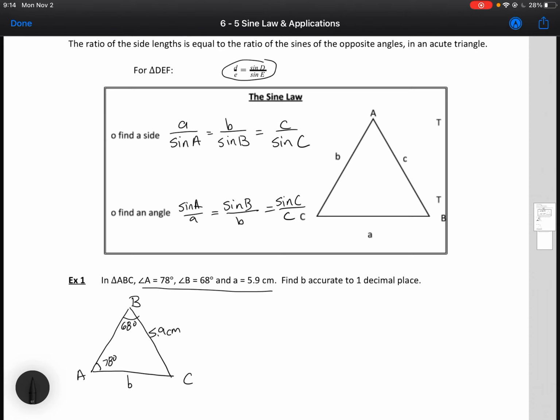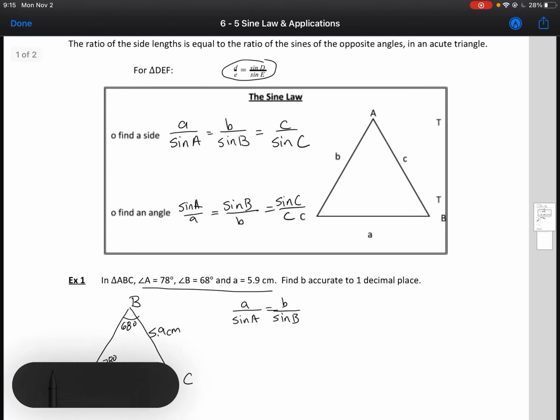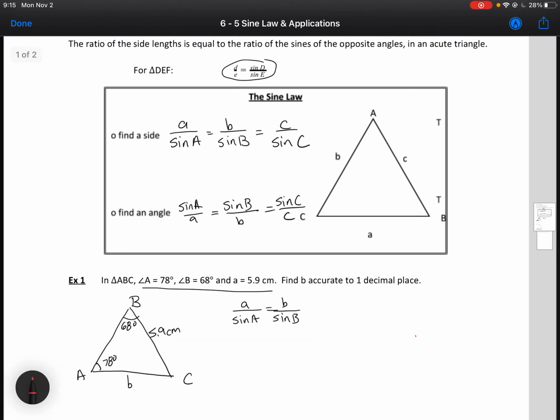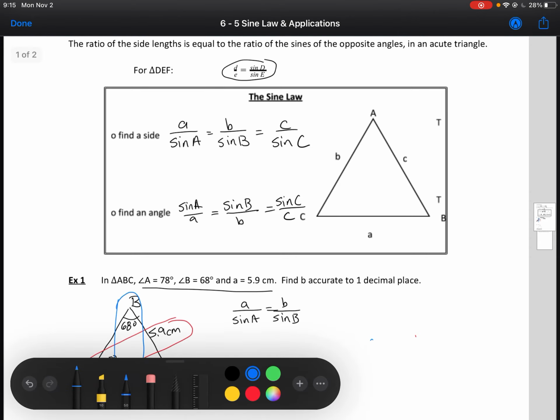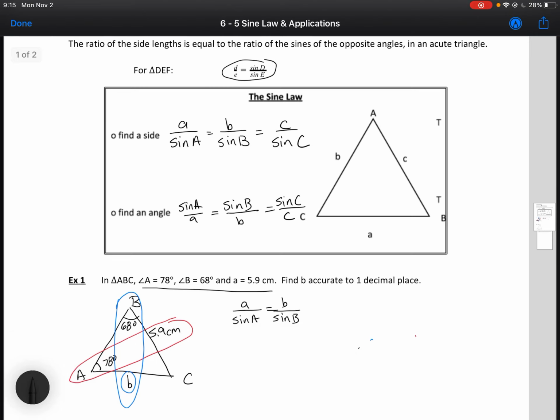So that means the two pieces of the sine law that I need are a over sine A and b over sine B. I know that I need those two because I always need one pair of angle and side. That is my a. My second pair is going to contain the unknown quantity that I'm solving for, which in this case is b. So because I'm looking for b, I'm going to rearrange before subbing in by multiplying both sides by sine B.